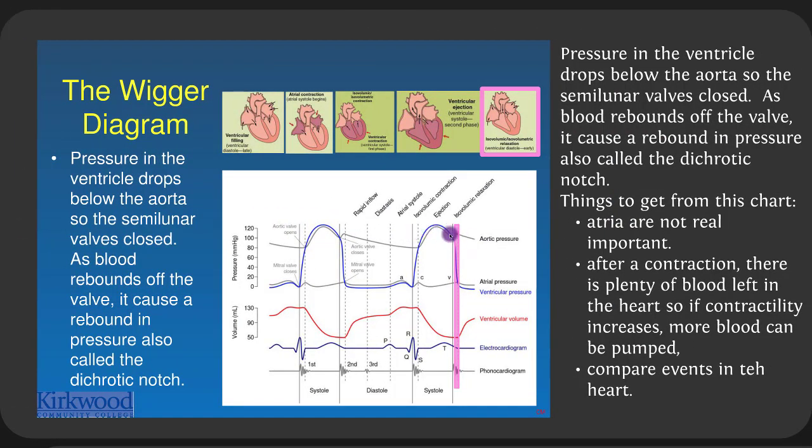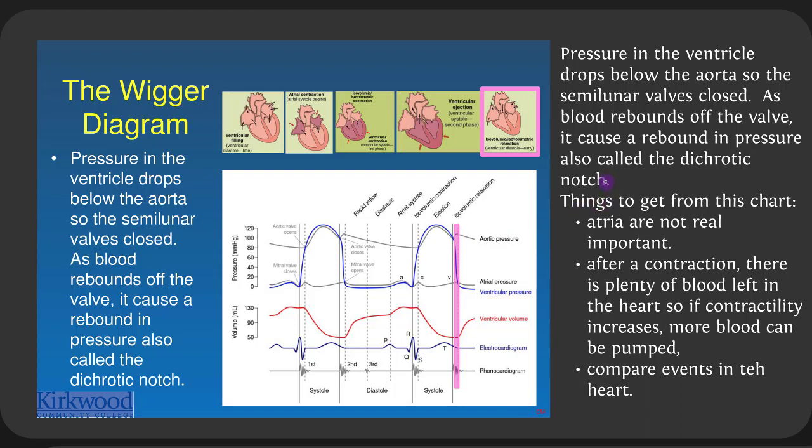When the heart starts to relax, the pressure in the heart goes below the aortic pressure, and so now the semilunar valves close. There's kind of a neat little dip in the pressure here, where the blood coming back hits the semilunar valve and bulges the aorta a bit, as if it's banged against a door that's closed. It causes a bump in pressure called the dicrotic notch.